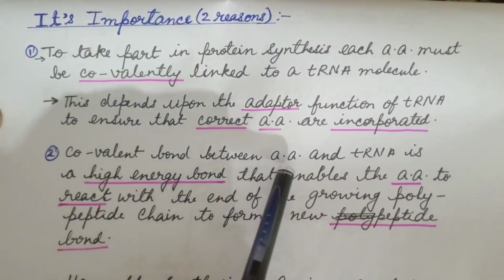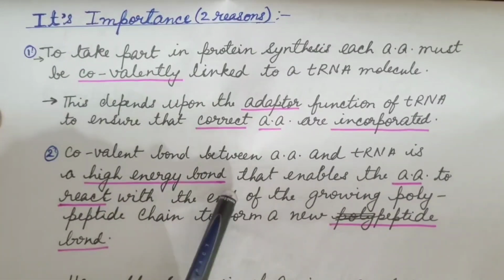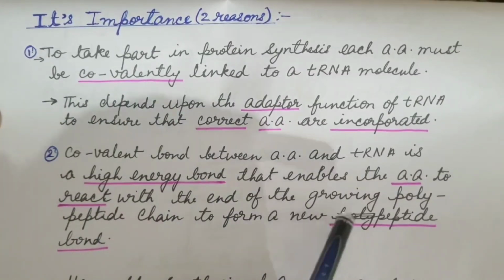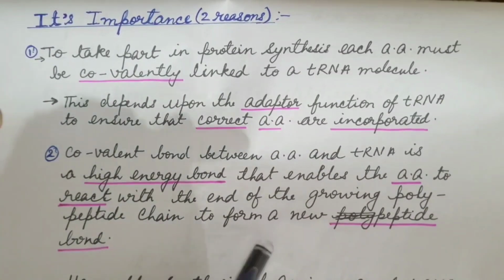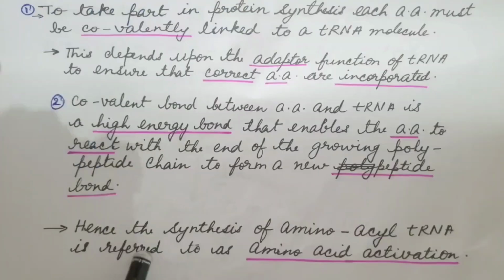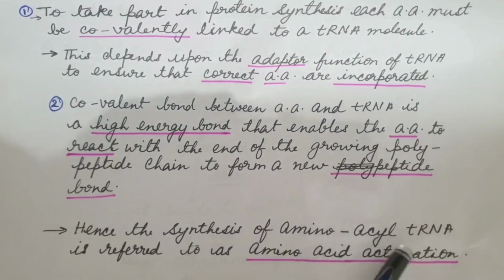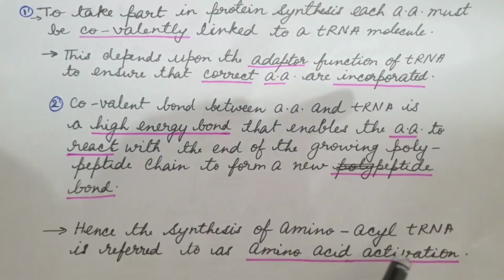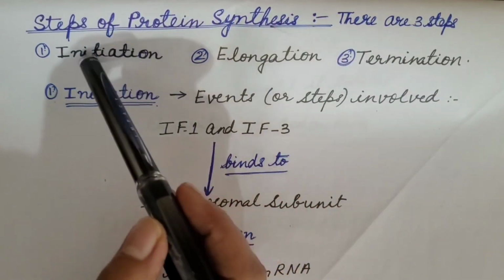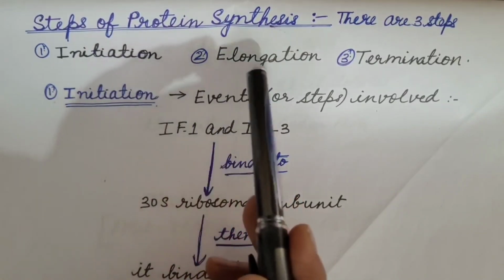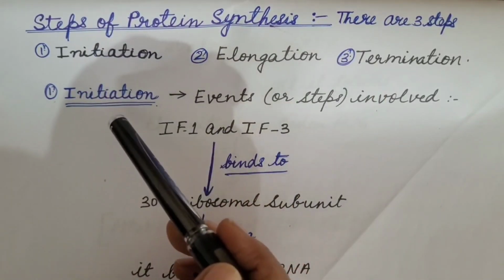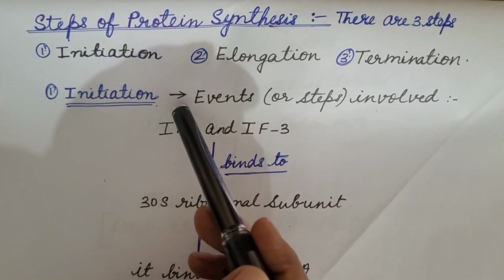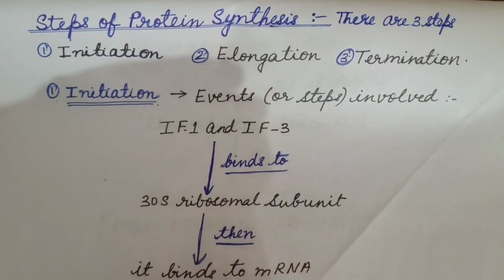The covalent bond between amino acid and transfer RNA is a high energy bond, and this enables the amino acid to react with the end of the growing polypeptide chain to form a new peptide bond. Hence, synthesis of aminoacyl transfer RNA is also referred to as amino acid activation. There are three steps of protein synthesis: initiation, elongation and termination. Let us see the events involved in initiation in detail with the help of this flowchart.